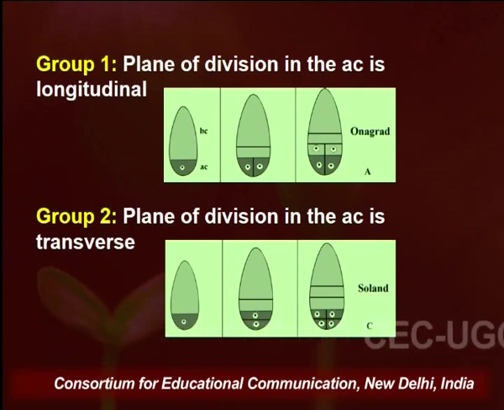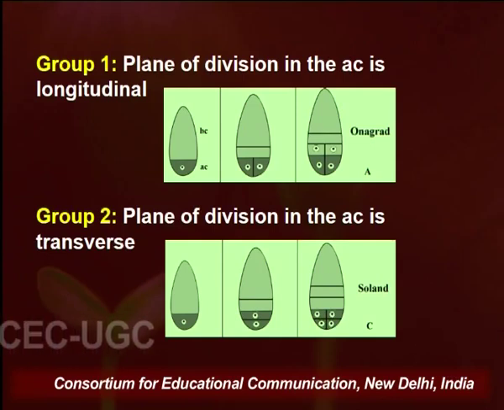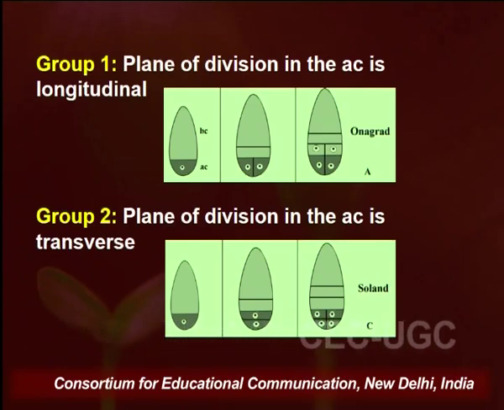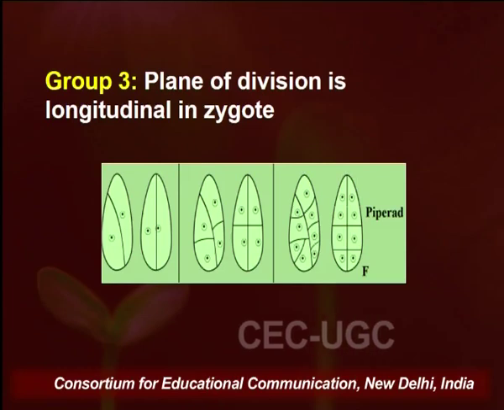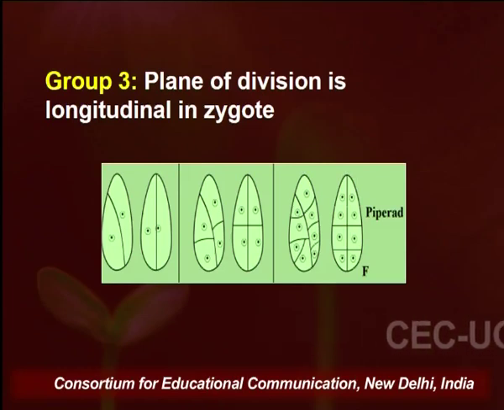The second group is where the plane of division in the apical cell is transverse. So, there are further types of embryogenies which are seen when the plane of division in the apical cell is transverse. The third group is when the plane of division is longitudinal in the zygote.